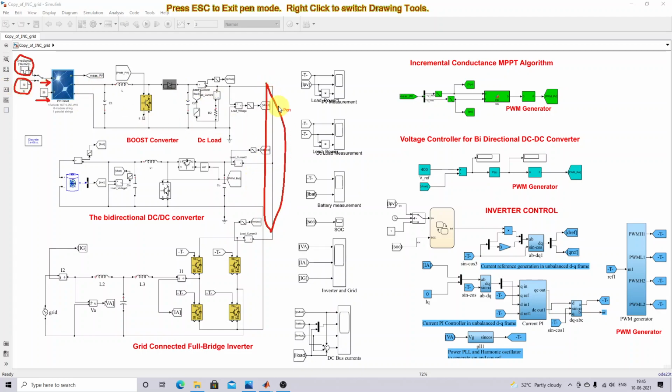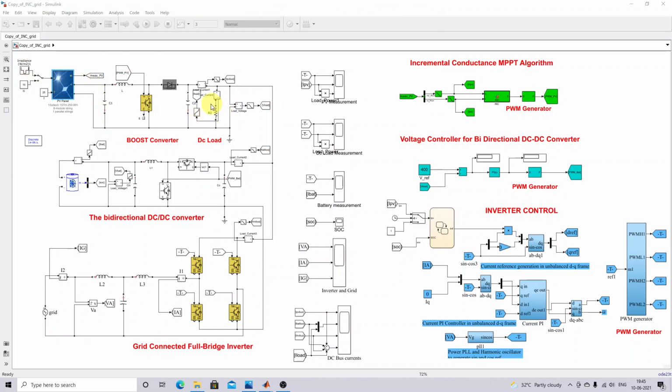So it's going to be connected to the DC bus via boost converter. Okay, this is nothing but boost converter. And then in the DC bus we connected one DC load. That means a resistive load is connected in the DC bus.